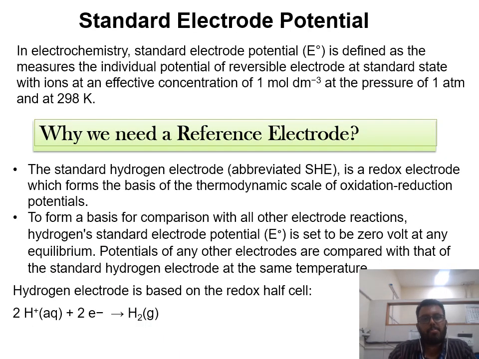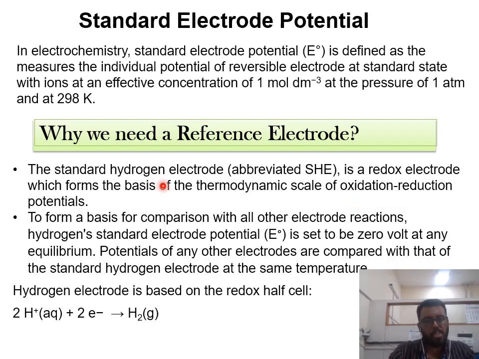So the net voltage will be 1.1. This is the standard electrode potential. When you talk about the standard electrode potential in electrochemistry, it is defined as the measure of the individual potential of a reversible electrode at standard state, with ions at a concentration of 1 mole per dm cube, at a pressure of 1 atm and room temperature, 298 Kelvin. And we need a reference electrode like the standard hydrogen electrode or a reversible hydrogen electrode. In general practice, we call it the standard hydrogen electrode.